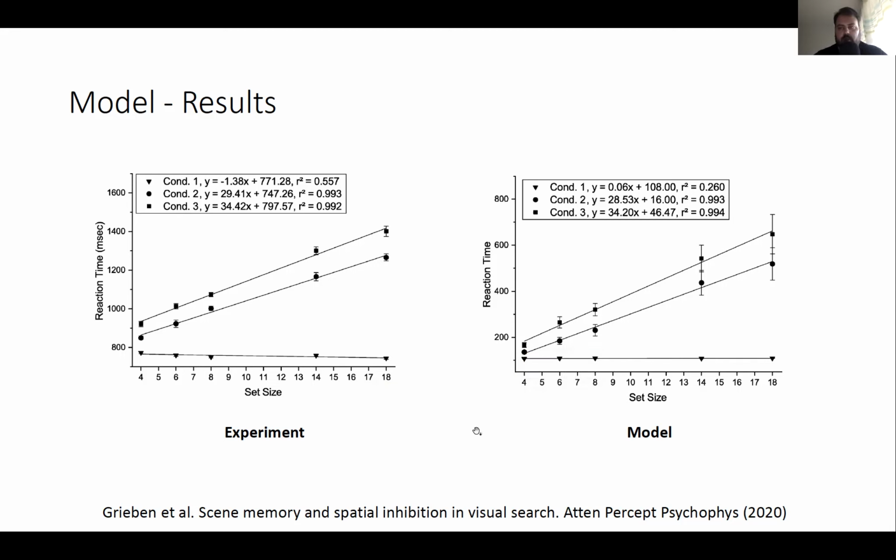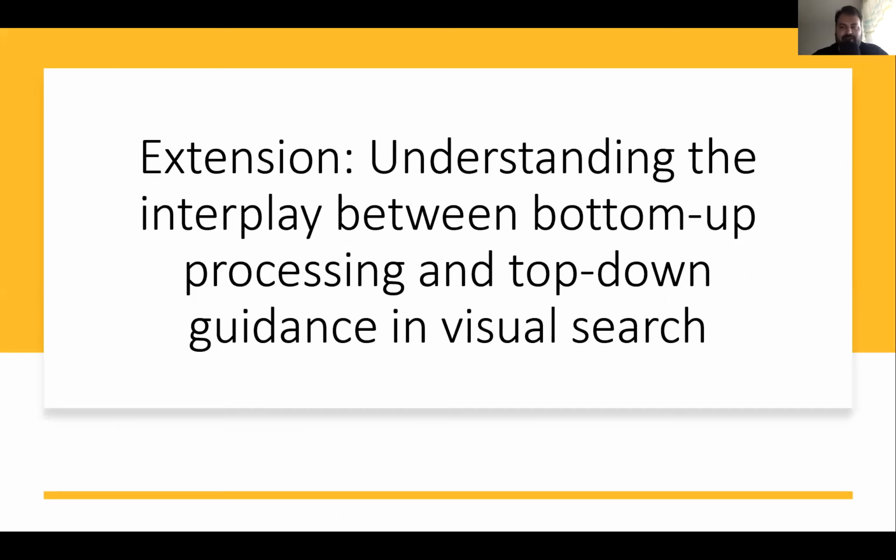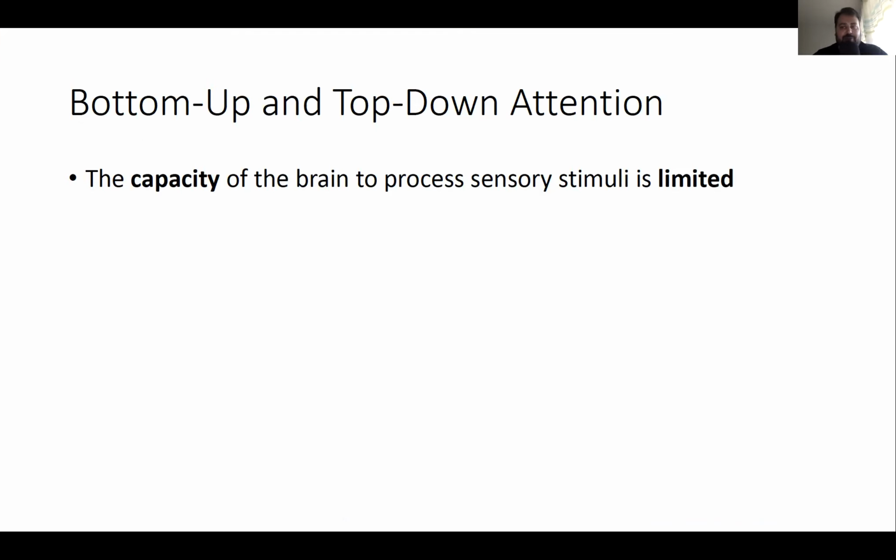And yeah, so the model is able to qualitatively fit the data of the experiments, and I also explained how the difference in the conditions emerged from the underlying dynamics of the model. So as I promised, I would present an extension to the model for understanding the interplay between bottom-up processing and top-down guidance in visual search. First of all, we will have to give a very extensive overview of the problem itself so that you can understand it. If you don't have the background, I will try to keep it as fast as possible.